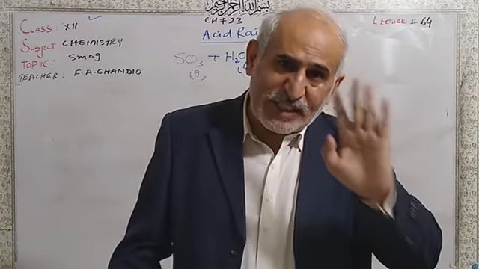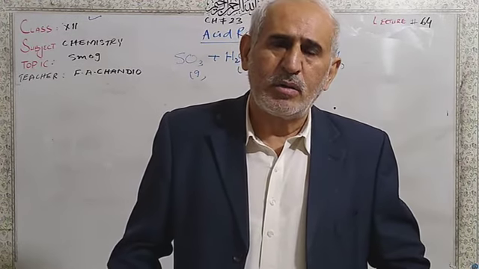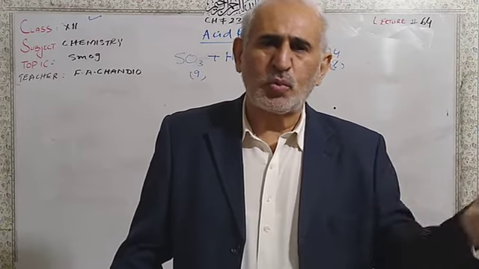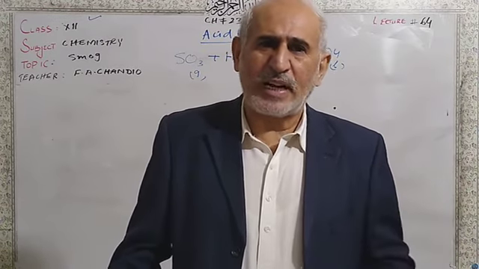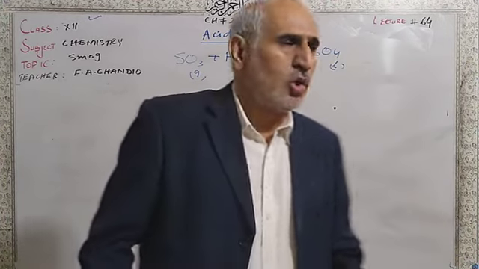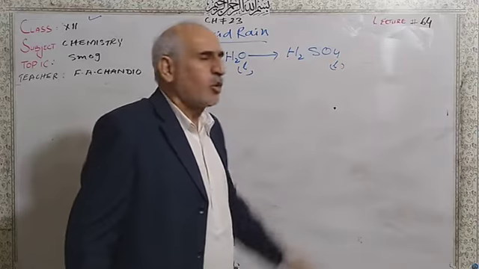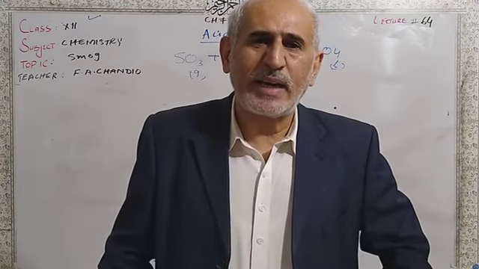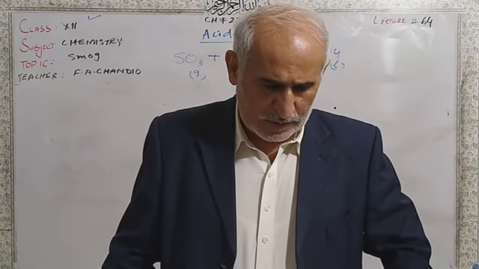Less than acetic acid, vinegar. Means about 2.4, 2.3 like this one. It's very low pH. Highly toxic, highly dangerous. So this sulfuric acid is going to come down in the rain. This is called acid rain.